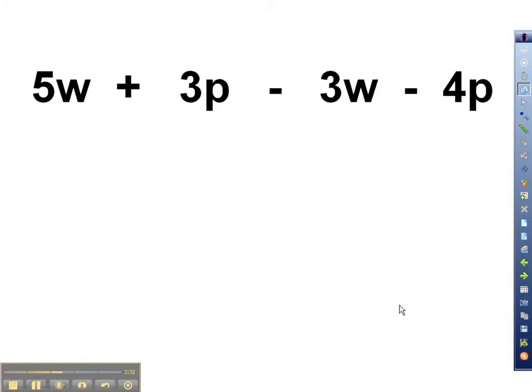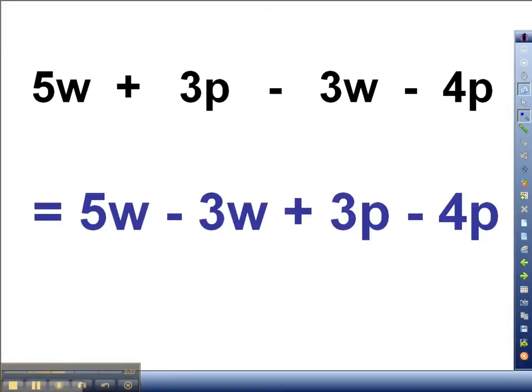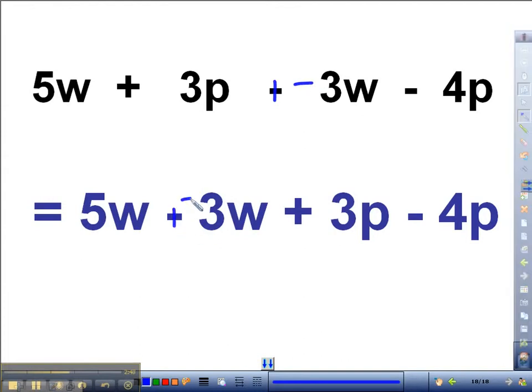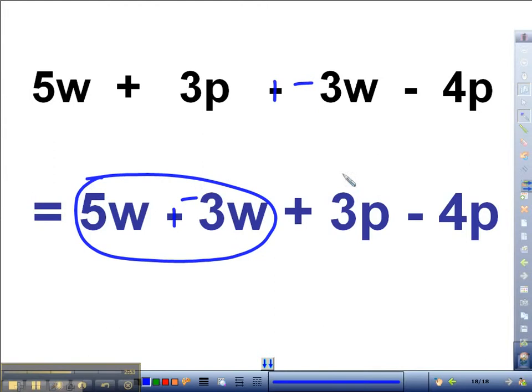Okay? What if I had this? I don't have watermelons and pineapples this time. I just have W's and P's. And I want to simplify. So what I did was I actually add a line and change a sign. You can do that if you want to. Add a line, change the sign. I put all my W's together, and you can add a line and change the sign here. And I put all my P's side by side.